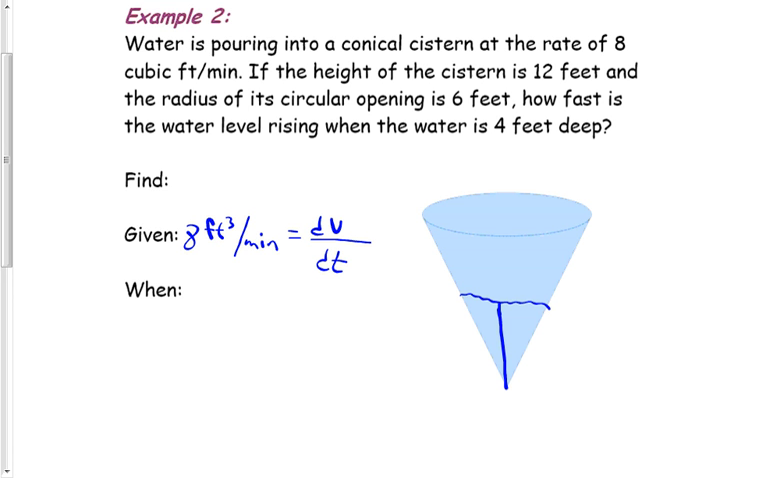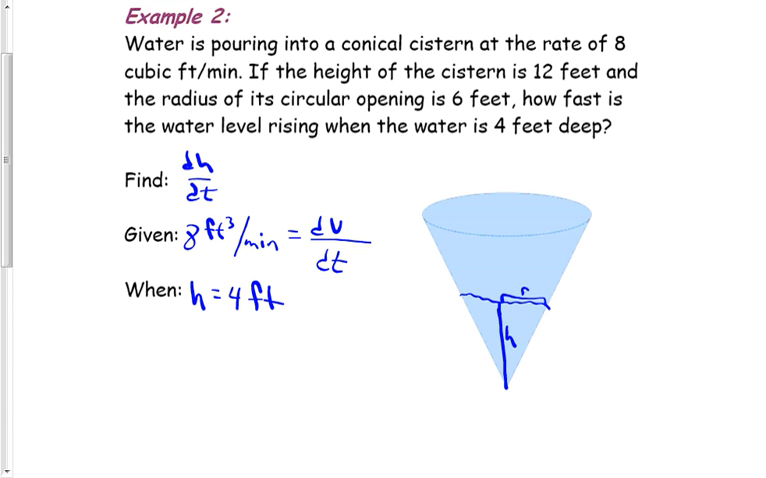So I'm going to call this H, and I'm going to call this R, R being that distance right there. All right? So I'm going to find how fast the water level is rising, which is dH dt based on my picture. And when am I going to do that? I'm going to do that when h equals 4 feet.